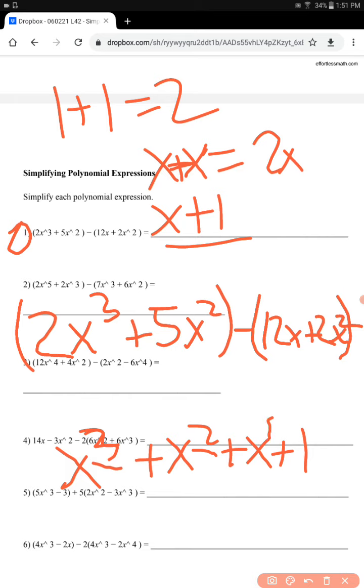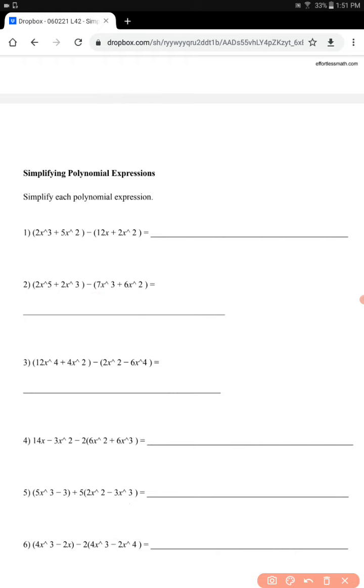But 5x to the power of 2, do we see any like terms? Yes. There's 2x to the power of 2 right here. They're both being raised to the power of 2. So we can simplify that. Sorry, I'll get rid of all of this. This is looking a bit messy.